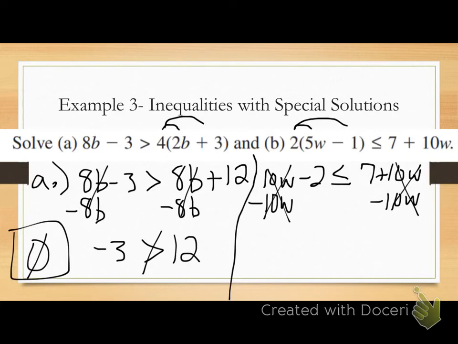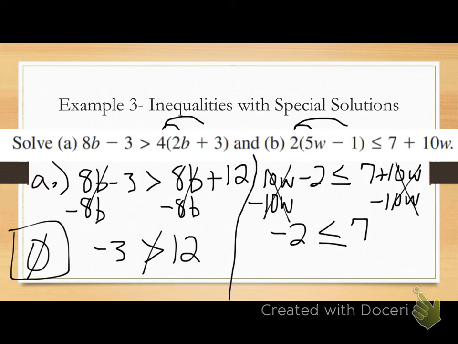What's left on the left? Negative 2. What's left on the right? 7. With this step, does my inequality symbol flip or stay the same? Stays the same. So, variables cancel each other out. I've got to look at the remaining statement that it's telling me. Negative 2 is less than or equal to 7. Is that true or false?